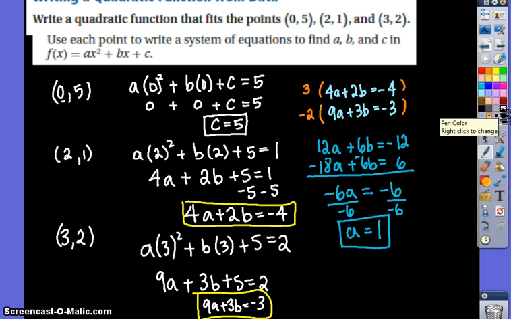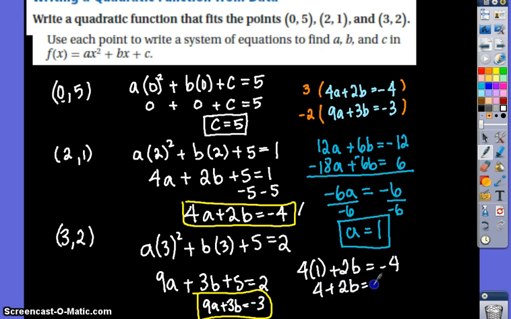So we're going to take either one of these equations, plug in, and get b. So now that we know that a is 1, we have 4 times 1 plus 2 times b equals negative 4. I just used this one right here. 4 times 1 is 4, so 4 plus 2b equals negative 4. We're going to subtract 4 from both sides. Oh, I messed up. So now we have 2b equals negative 8. Divide by 2, you get b equals negative 4. Alright, so now we know our a, our b, and our c.